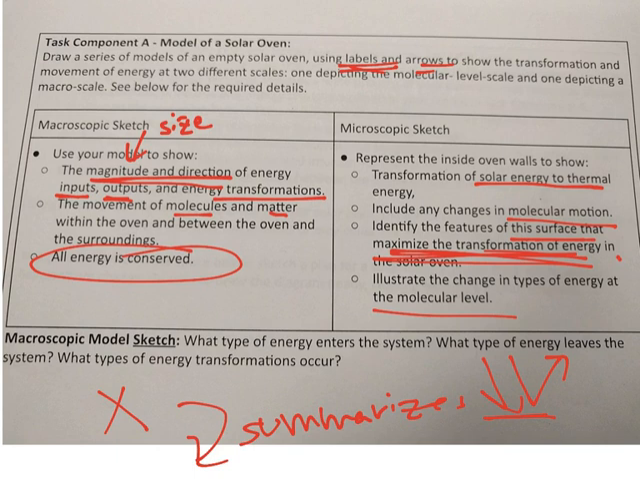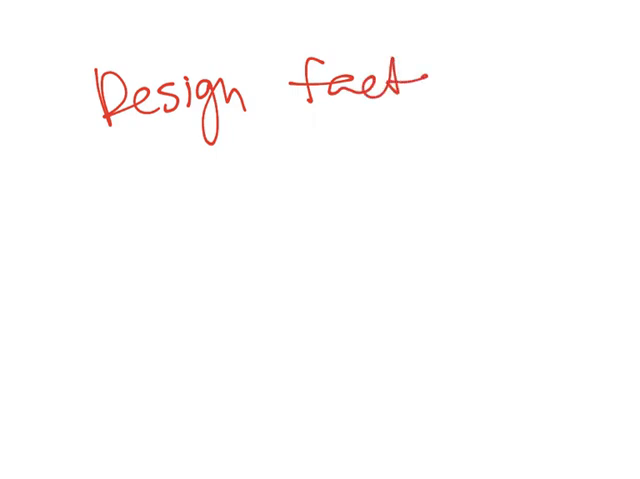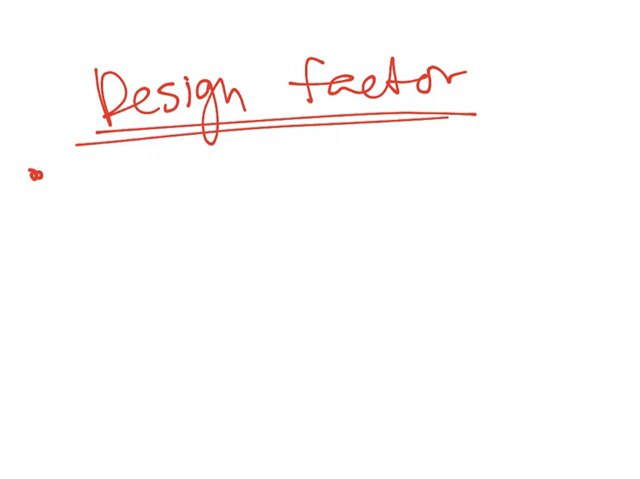And then secondly, let's clear off. Secondly, we want to talk about some features of your design. So these would be your design factors. So things that you want to look for in your design. There's a lot of things to think about. First of all, you do have to consider your material. What are you going to use? How are you going to use it?